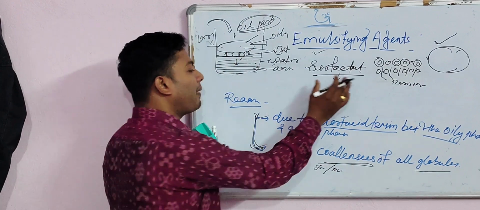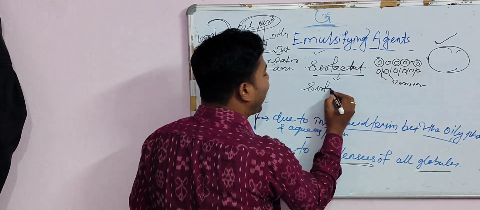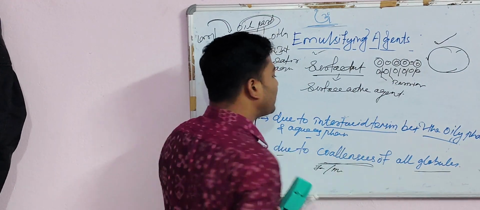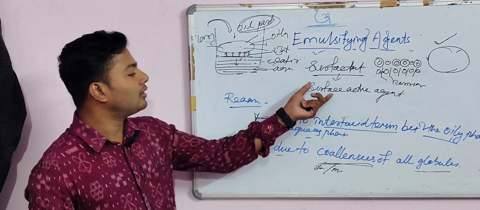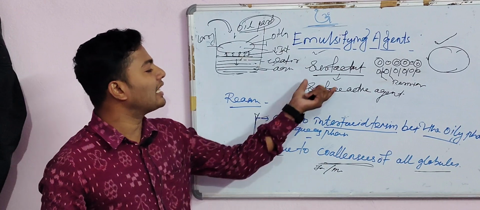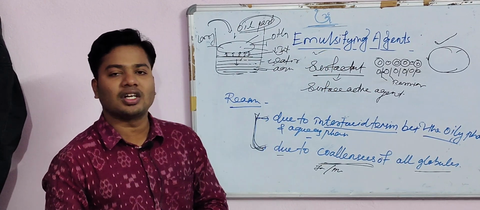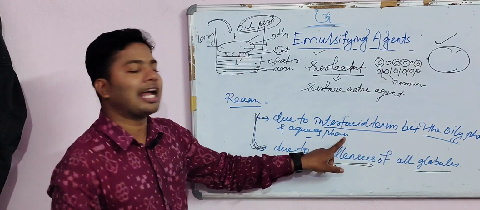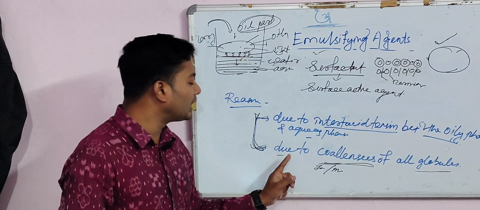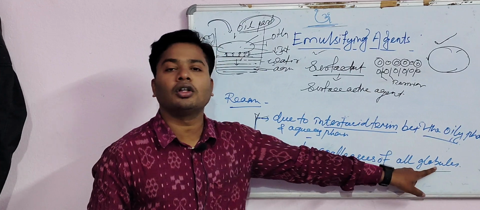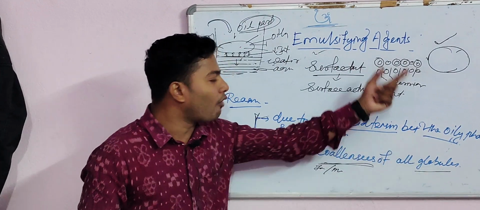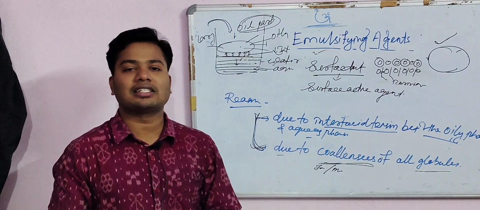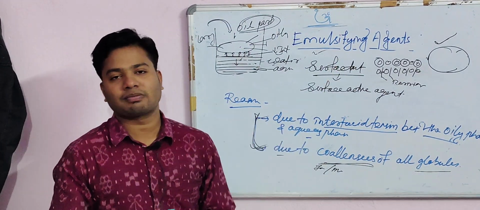All of you know, surfactant means it is a surface active agent. After adding the surfactant or the emulsifying agent, it reduces the interfacial tension between the oily phase and aqueous phase, and it prevents the coalescence of the globules. That's why it forms a stable emulsion. So that is the role of the emulsifying agent.